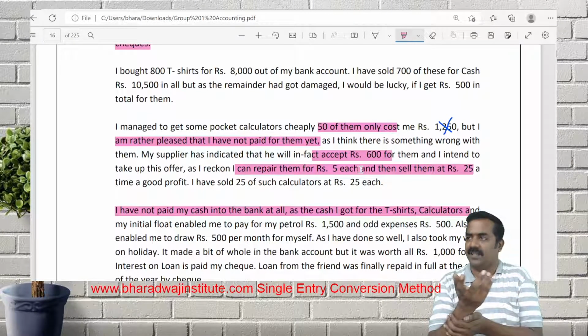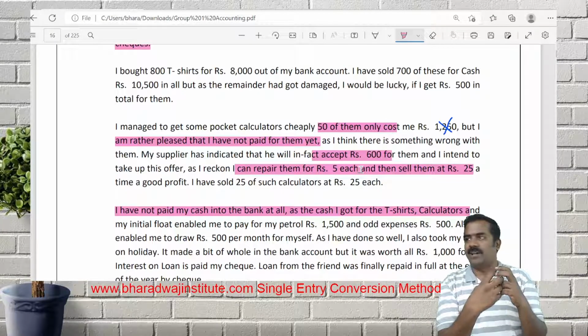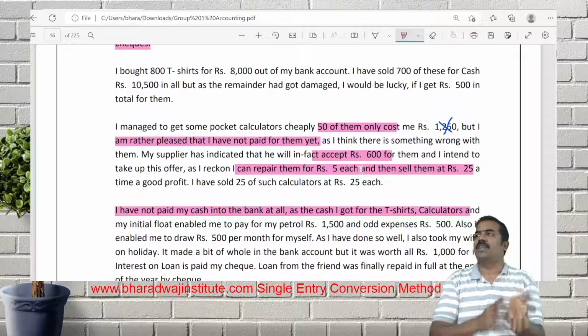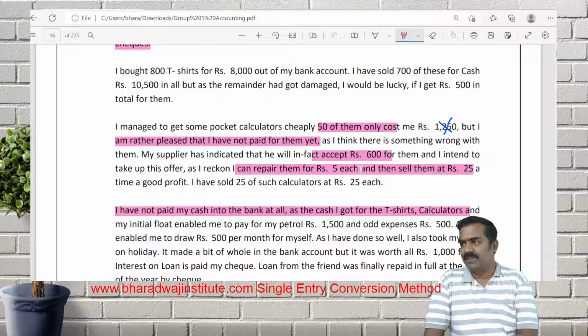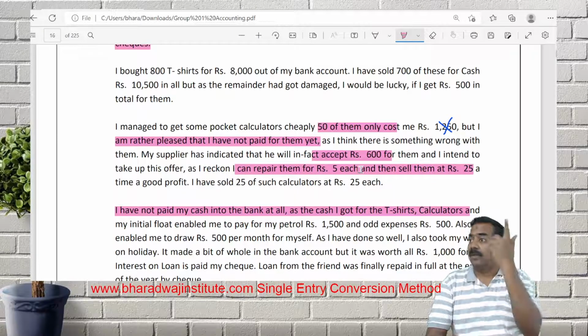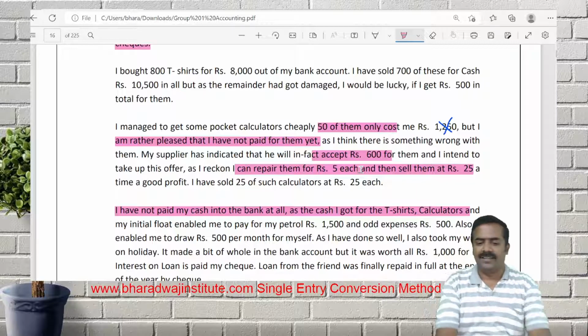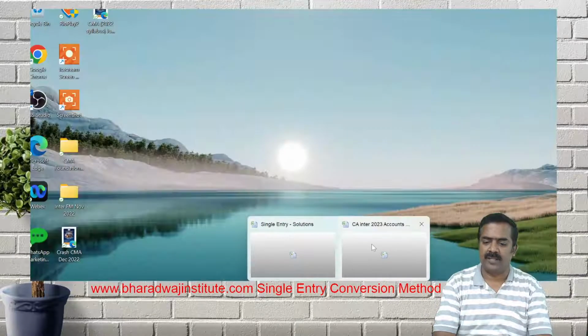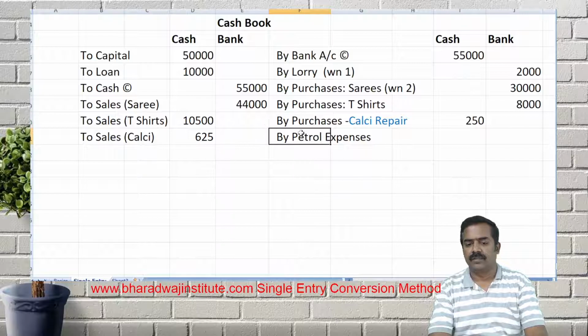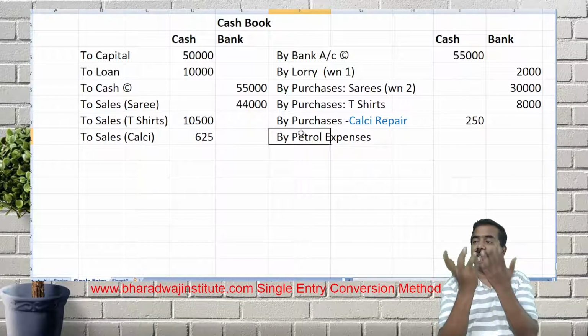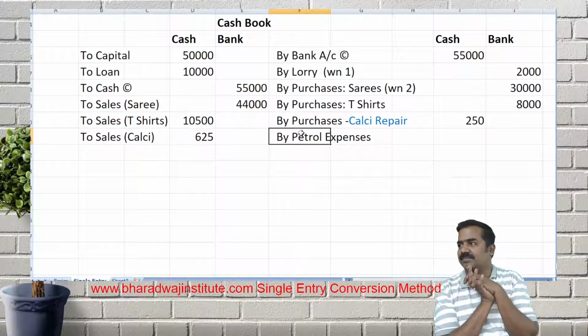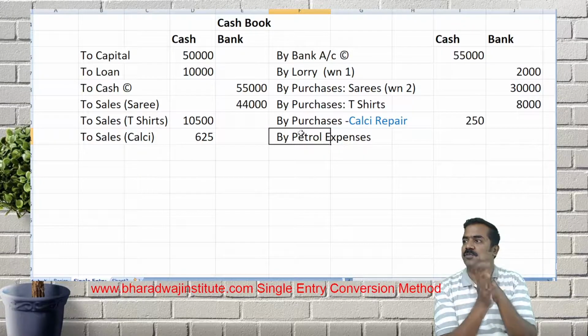Without repairing, how will you sell? So you got 50 damaged calculators. First repair them, then you will be able to what? Sell them. That's how. So repair cost is not paid to the supplier. Repair cost is paid to the outsider. So that is paid in cash. That is paid in what? Cash. Nothing like credit for repairs was mentioned. It does not say it is not paid. If nothing is given, it is assumed as paid.